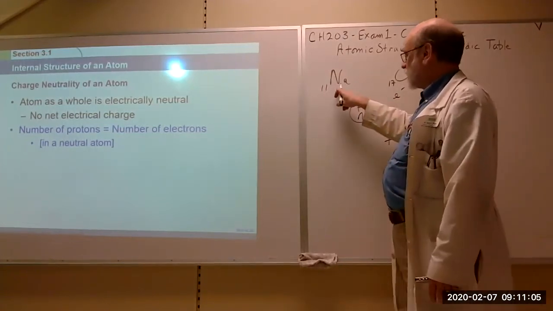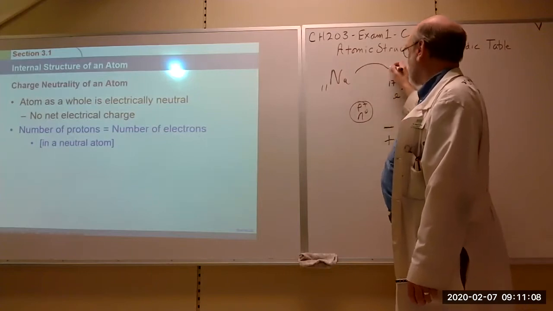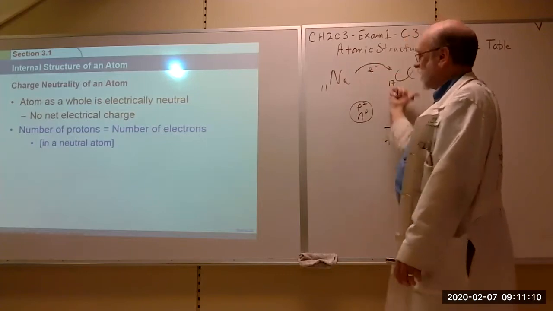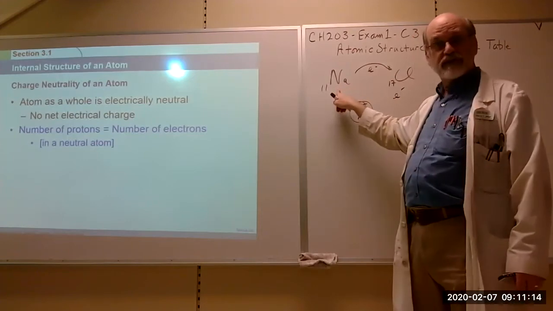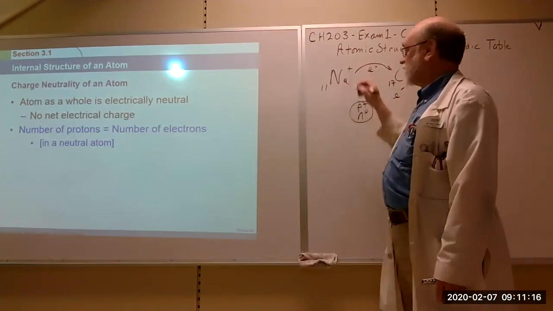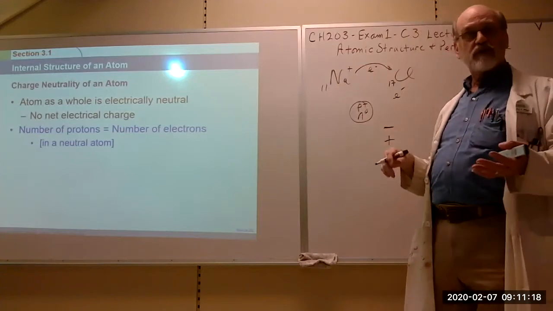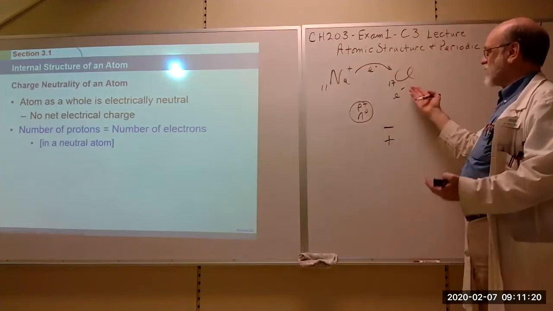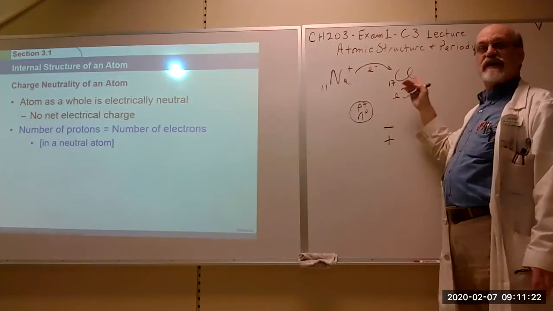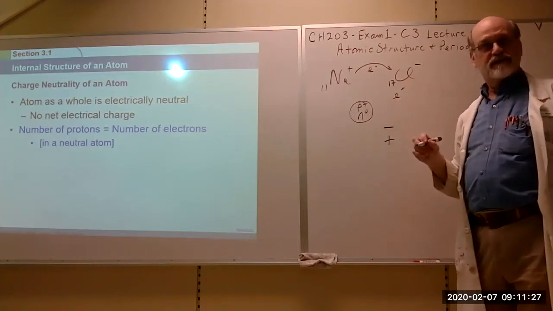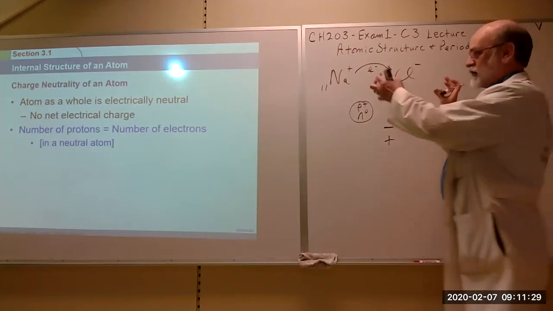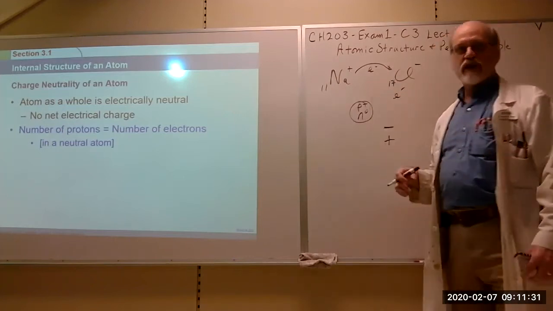So if we remove one electron, send it over here, that means you've got only 10 electrons left. That means you have an excess of one positive charge. And if you bring that electron over here, now instead of 17, you have 18 electrons. And that gives you an excess of 1. Now that you have that difference of charge, they attract one another and you have table salt.